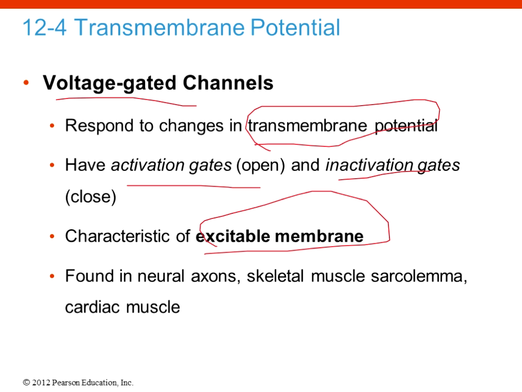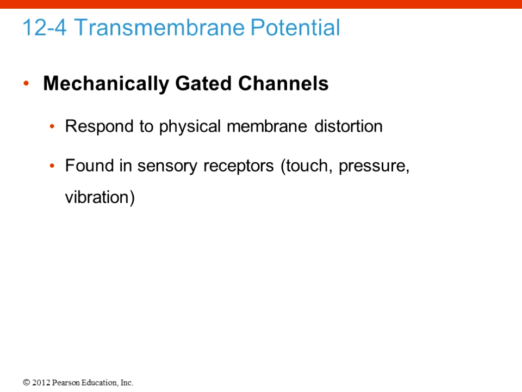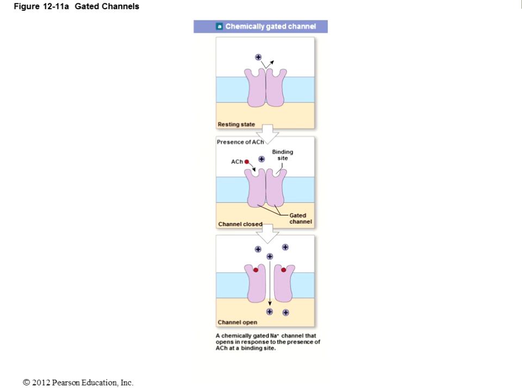Once you get one voltage-gated channel changing, it opens the next, which opens the next, and that allows the impulse to move. This is what we see in neural axons, skeletal muscle sarcolemma, and cardiac muscle. And then finally, mechanically gated channels are channels that will open in response to actual physical distortion of that membrane, like vibration in our fingertips. The reason you can sense that is because the physical stimulus stimulates that nerve ending, which opens the channels and causes depolarization, which sends the impulse into the central nervous system.